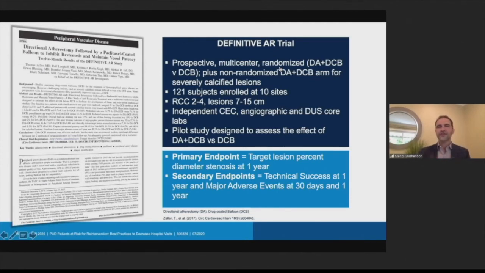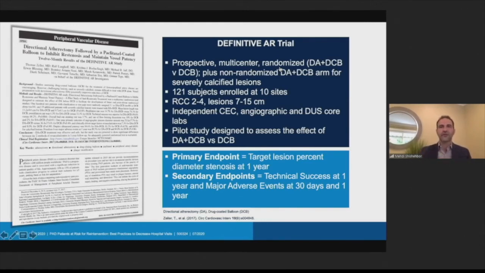And this is the work that you have done, and the DEFINITIVE AR really brings it home for me. Although the study did not meet its primary endpoint, it really highlighted something that I think Peter showed very nicely in his case. We have heard about this study many times: 120 subjects, Rutherford 2 to 4, lesions of 7 to 15 centimeters, so actually shorter than what I have shown you here.